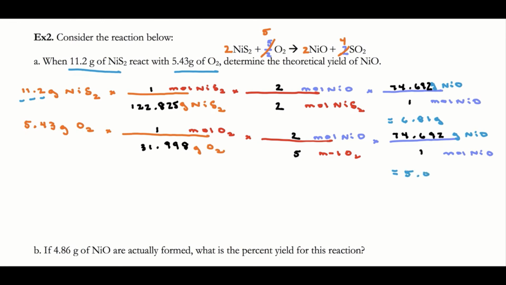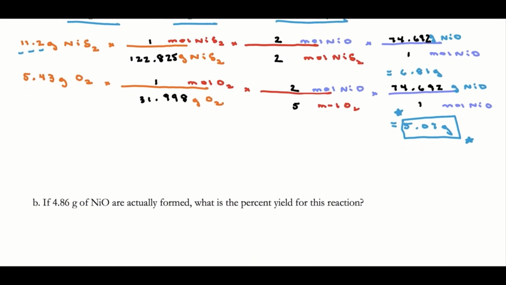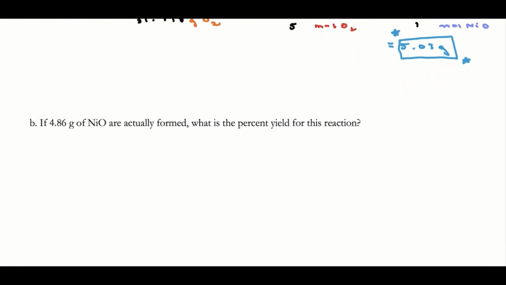Okay? So this is the first part of this is a limiting reactant problem. Nickel sulfide can form 6.81 grams of nickel oxide, while the oxygen I have can only form 5.07. So what that tells me is that oxygen is my limiting reactant, and to bring in a new term, my theoretical yield, what should theoretically form, is 5.07 grams of nickel oxide. Okay? However, the question notes if 4.86 grams of nickel oxide are actually formed, meaning in the lab this is my actual yield, what is the percent yield?